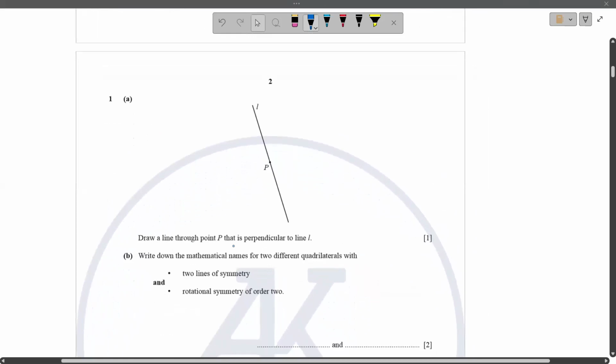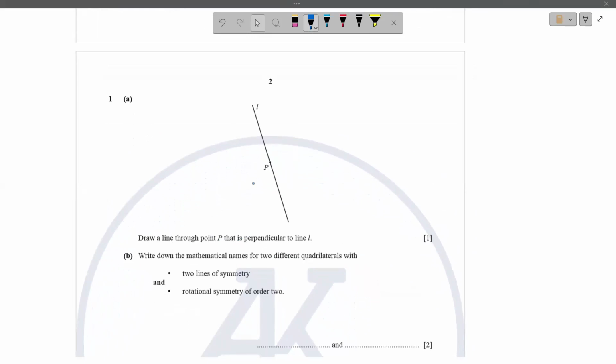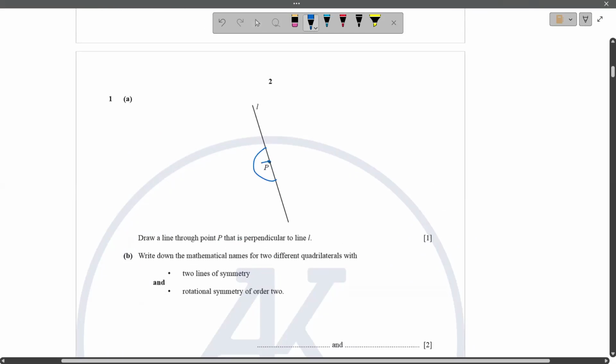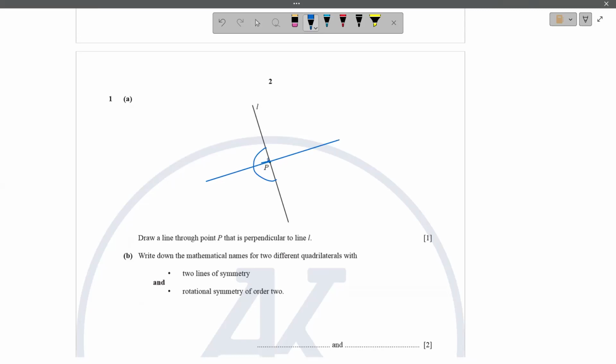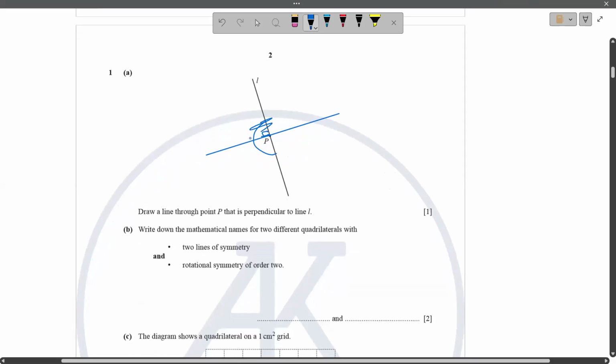Draw a line through point P that is perpendicular to line L. As he didn't tell me to use compass and ruler, we can use a protractor, get the 90 degrees and draw the line. Okay, if you want to use compass and ruler, it's okay.